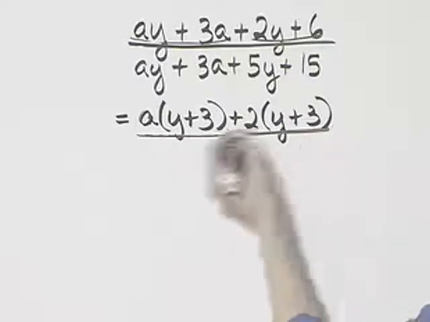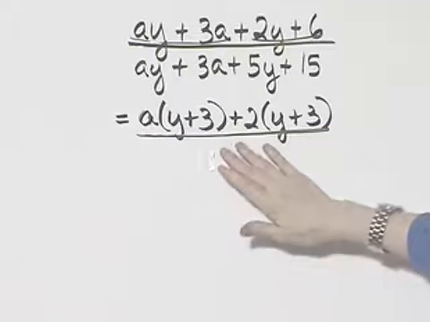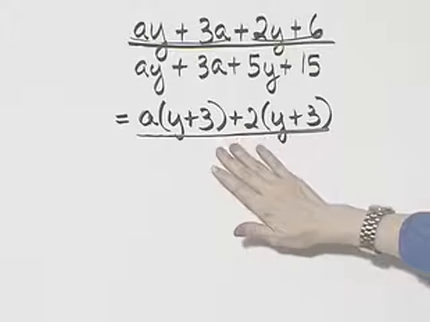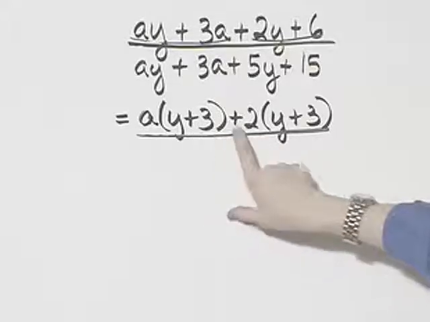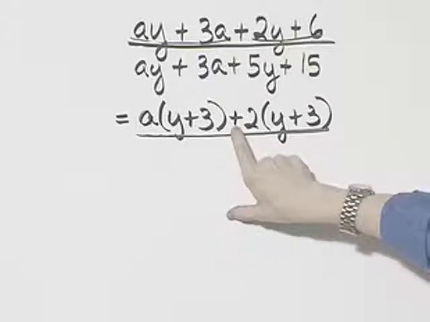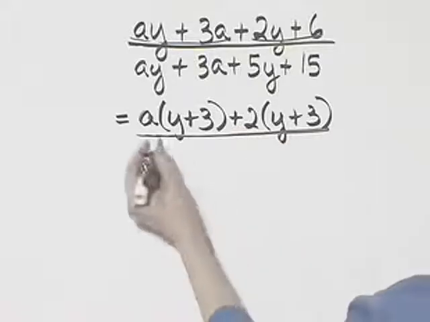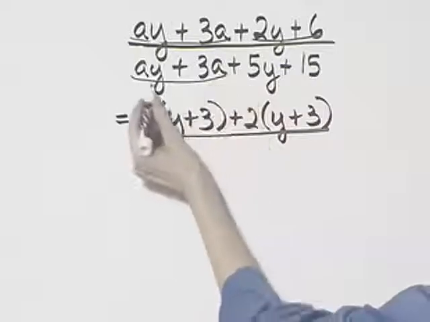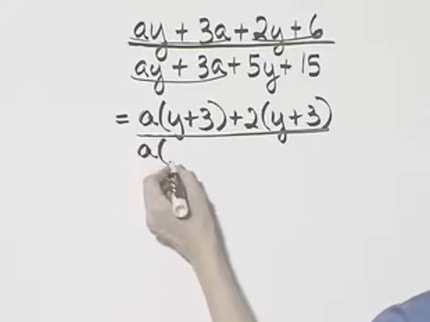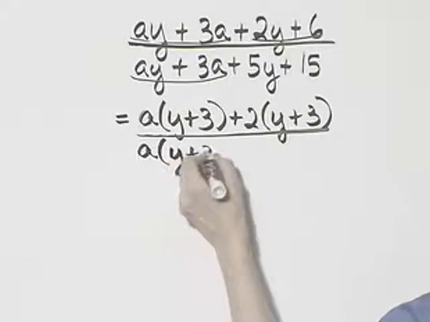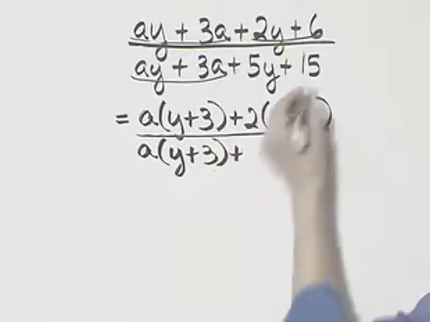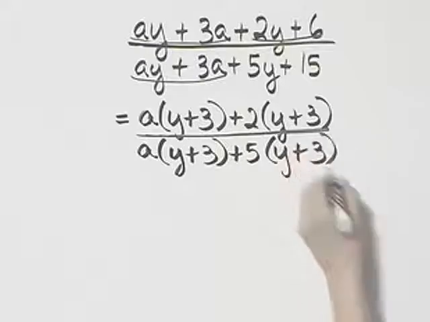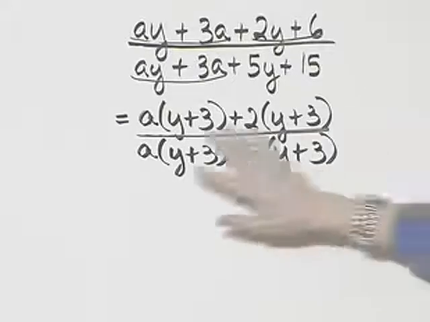And now, by the way, in the numerator, have I factored yet? Have I written it as a product yet? The answer is no. This is still a sum, so we're not through yet. But I'll go ahead and begin in the denominator also. Factor by grouping, common factor of a. And when I factor it out, I have y plus 3, plus common factor of 5, and I have y plus 3.